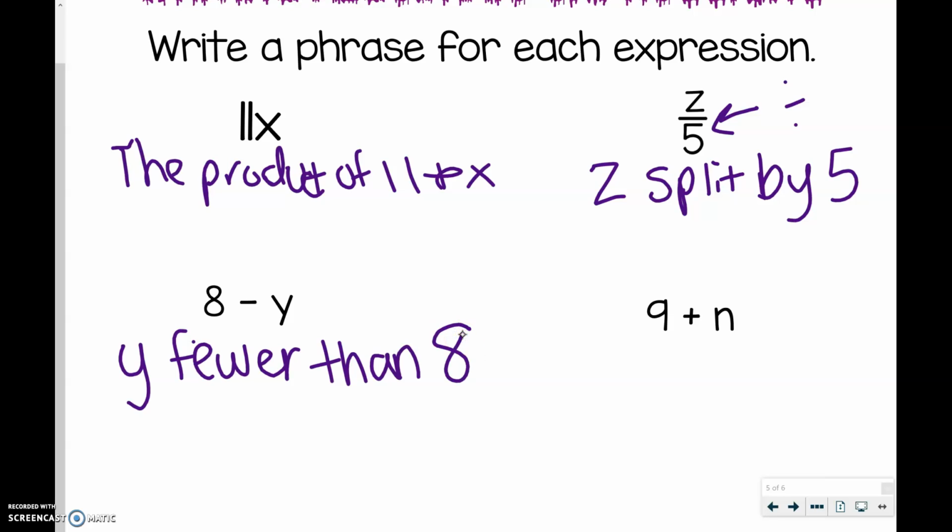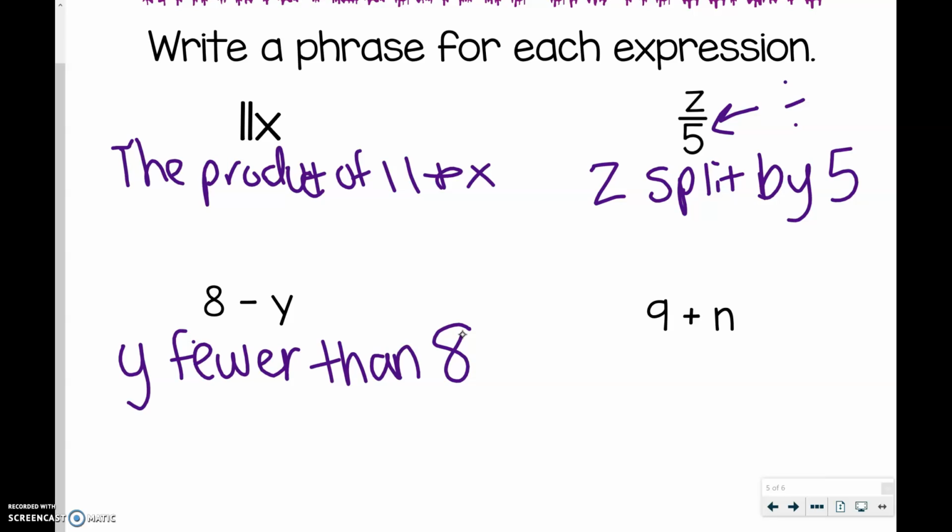You could say y fewer than 8. You could say 8 take away y. That's another. So you've got to be careful with your order, and if that's confusing you and you have to just pick a way to write it, you can go simple. That's okay, but be aware that you want to be able to read it and write the expression appropriately. So if I were to show you y fewer than 8, you should know that's 8 minus y. Okay, and if not, we'll keep practicing.